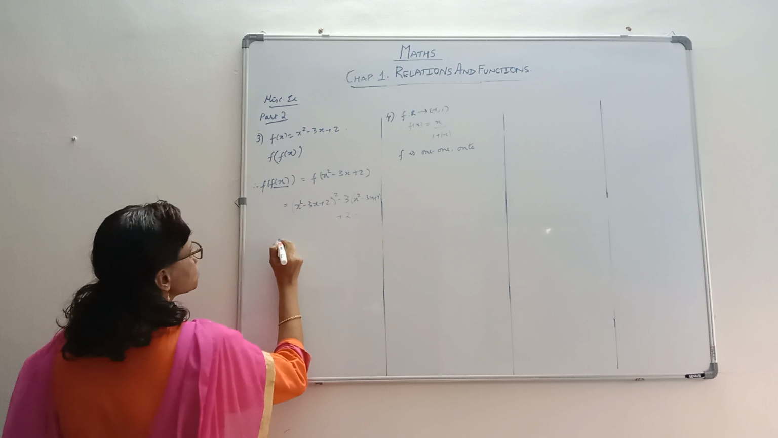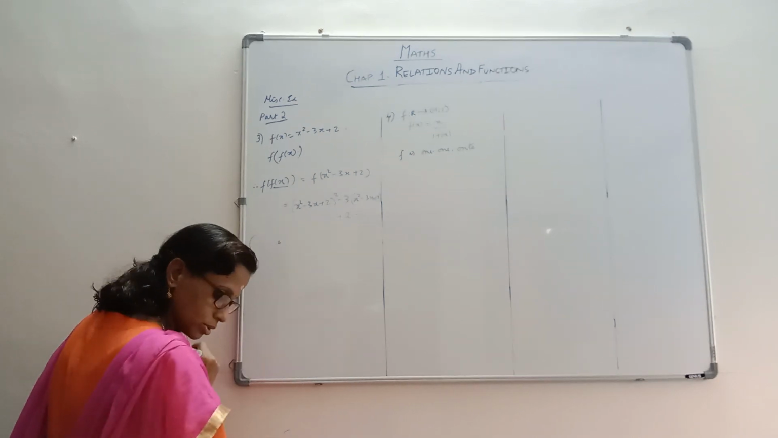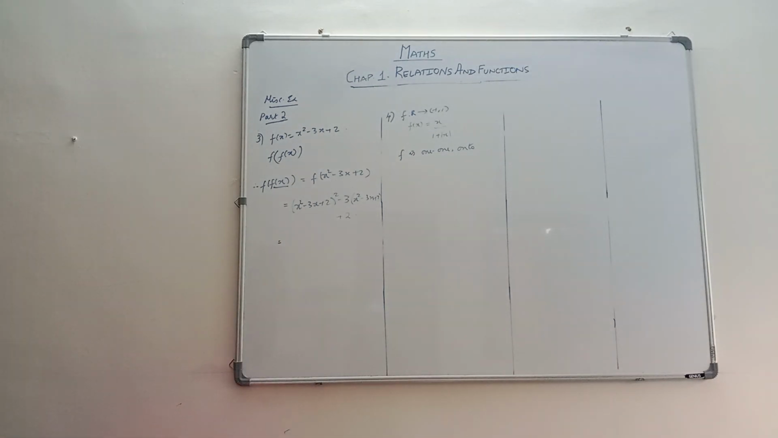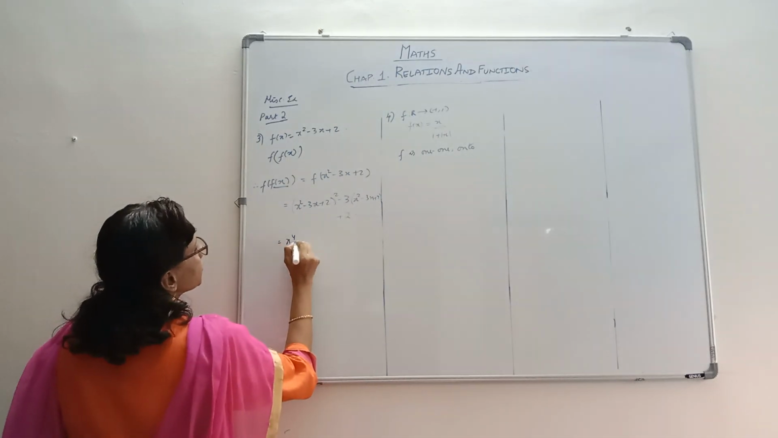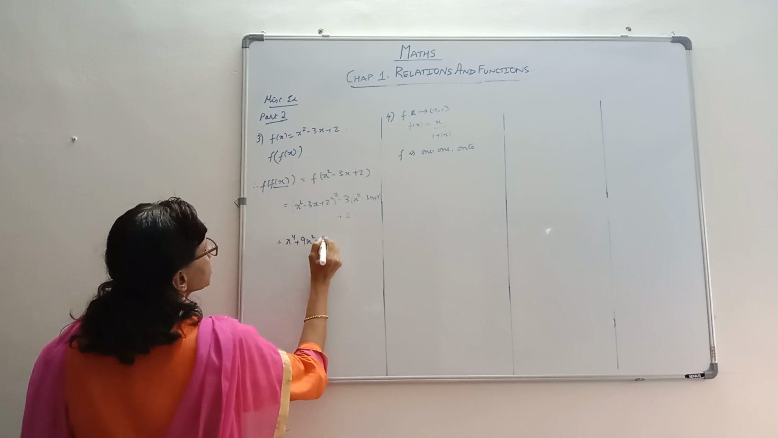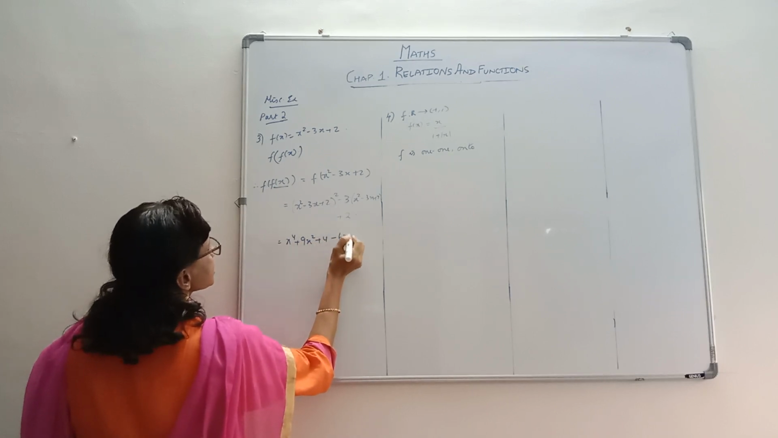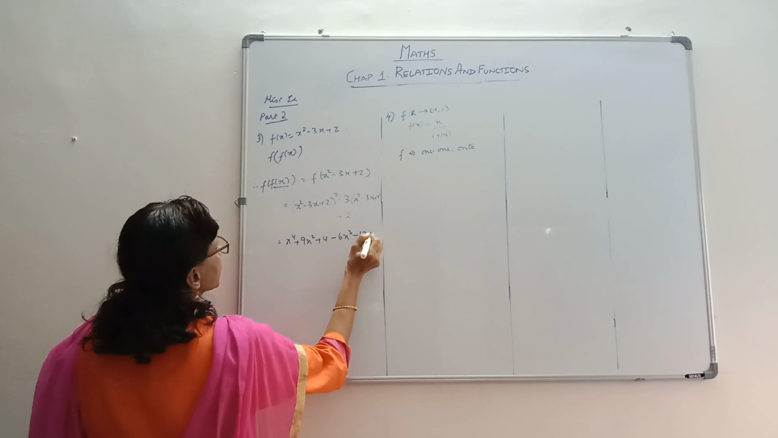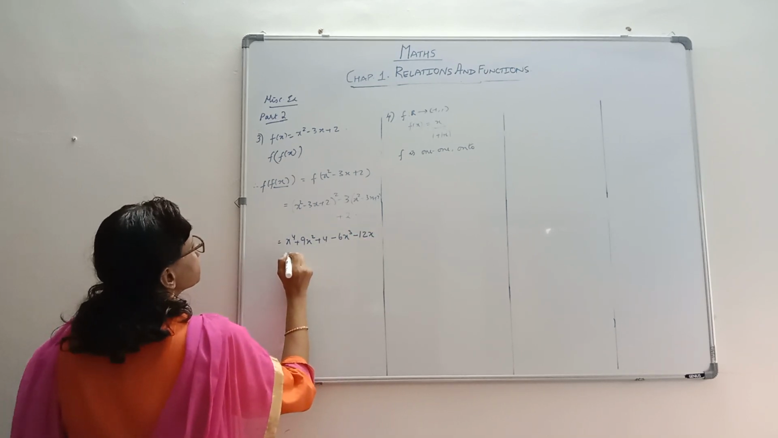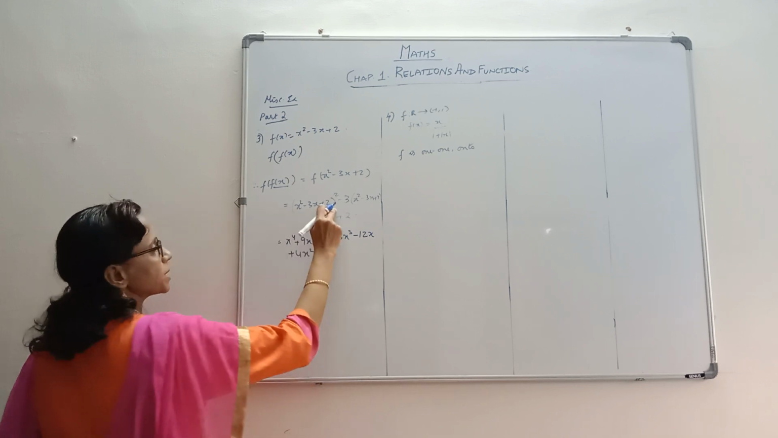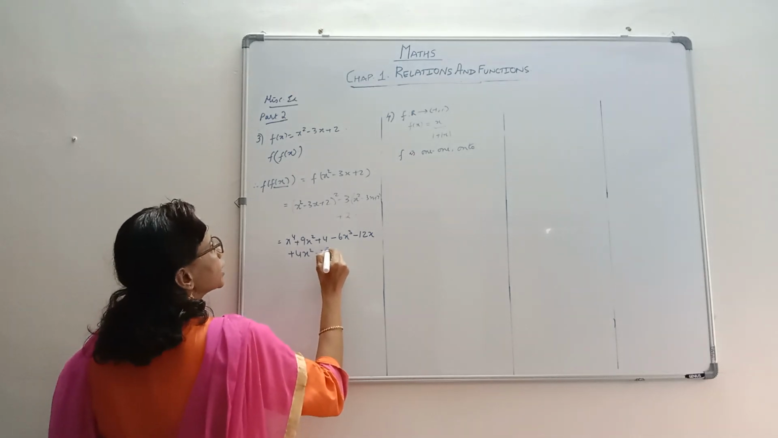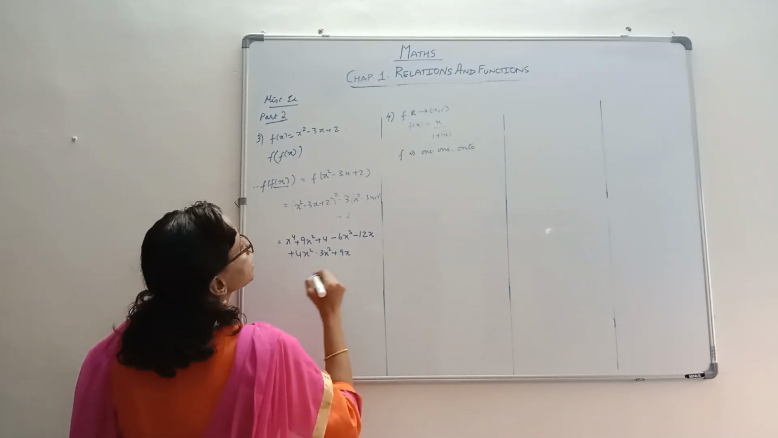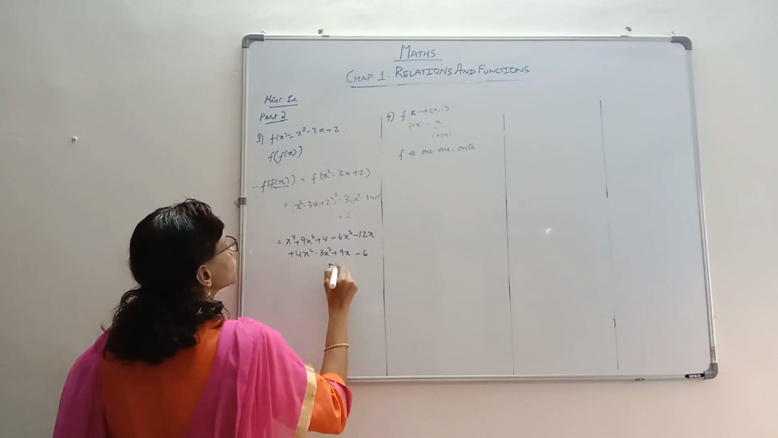x squared minus 3x plus 2, the whole squared. So it will come to x raised to 4 plus 9x squared plus 4 minus 6x cube minus 12x plus 4x squared. Please mind my expansion over here. This is what I have expanded. Now let's expand this: minus 3x squared plus 9x minus 6 plus 2.